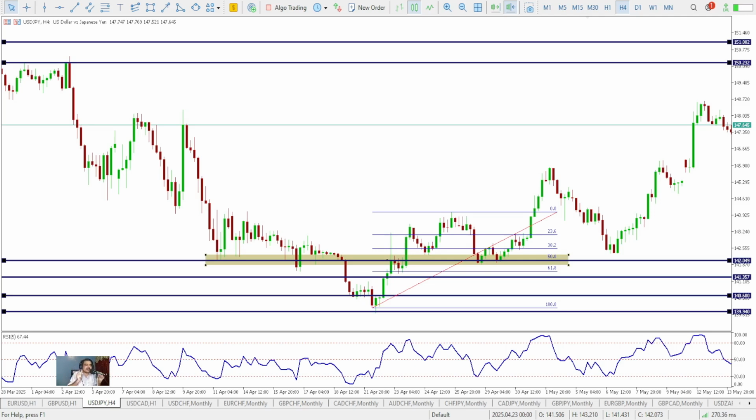Let me tell you what not to do, because I did it all myself. I once saw RSI at 20 and entered immediately. No zone, no structure. And guess what happened? It dropped another 100 pips. It's like trying to catch a falling knife just because someone said it's cheap.